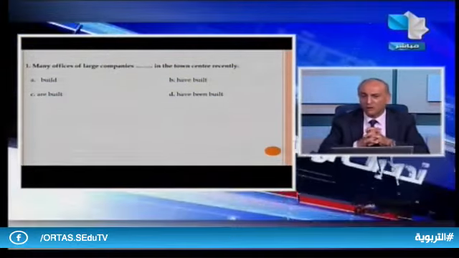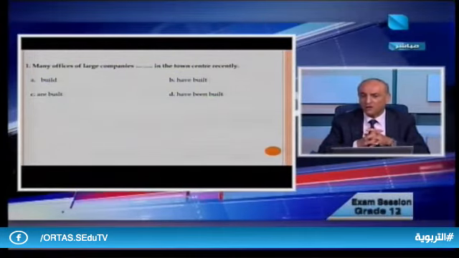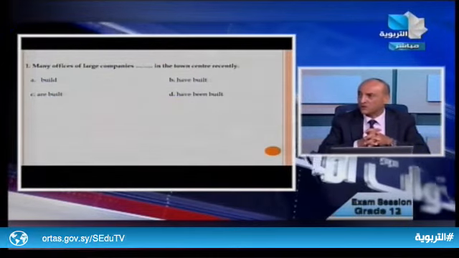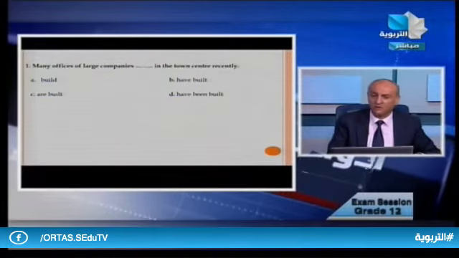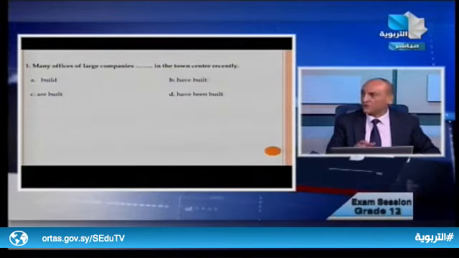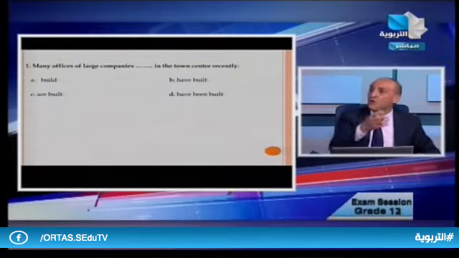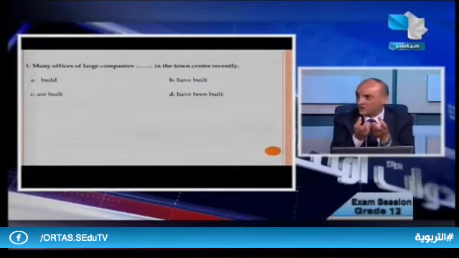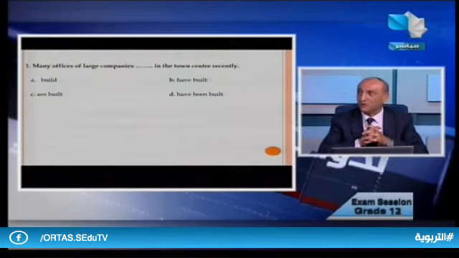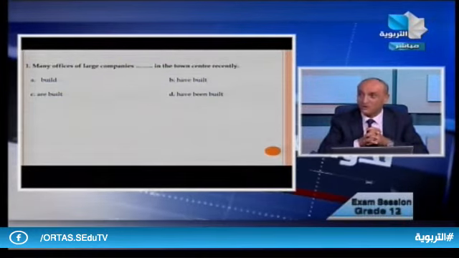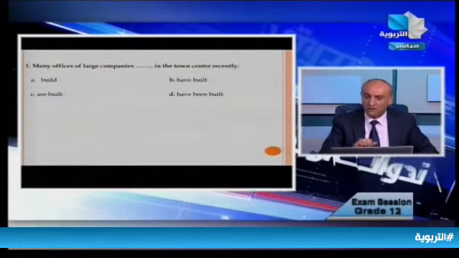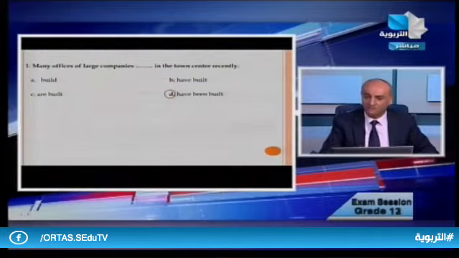Here the sentence is telling us what happens to the subject, not what the subject did or does. So here, many offices of large companies receive what happened to these offices. So the subject here receives the action, not transmits the action. So here the student should know that he has to choose the passive voice form, not the active voice. Have been built is the correct answer. Thank you very much.